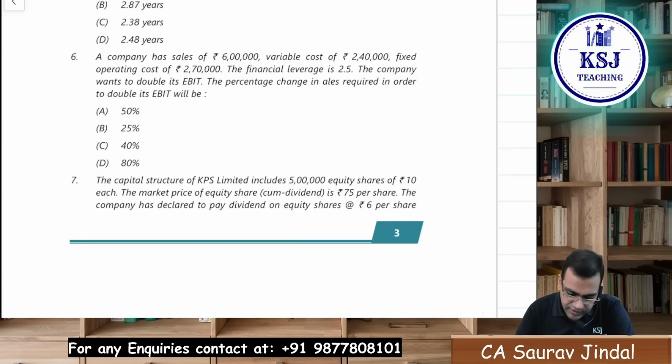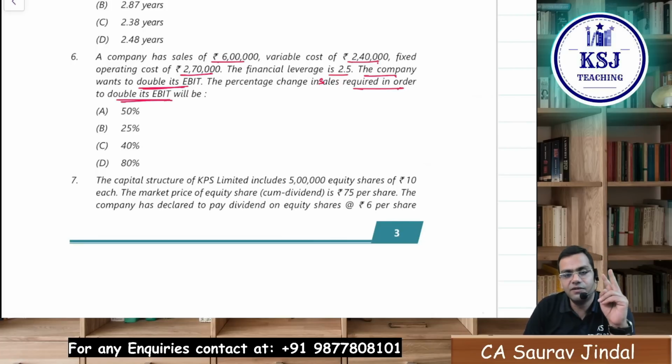Let's come to the 6th MCQ. The first 5 MCQs were related to the case scenario. The next MCQ is not related to the case scenario. A company has sales of rupees 6 lakhs, variable cost of 2,40,000, fixed operating cost of 2,70,000. Financial leverage is 2.5. The company wants to double its EBIT. What is the percentage change in the sales required in order to double the EBIT? The institute is making a lot of mistakes now.